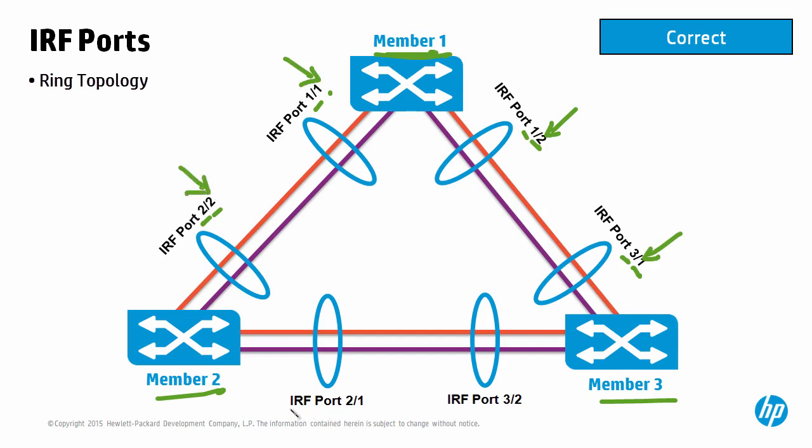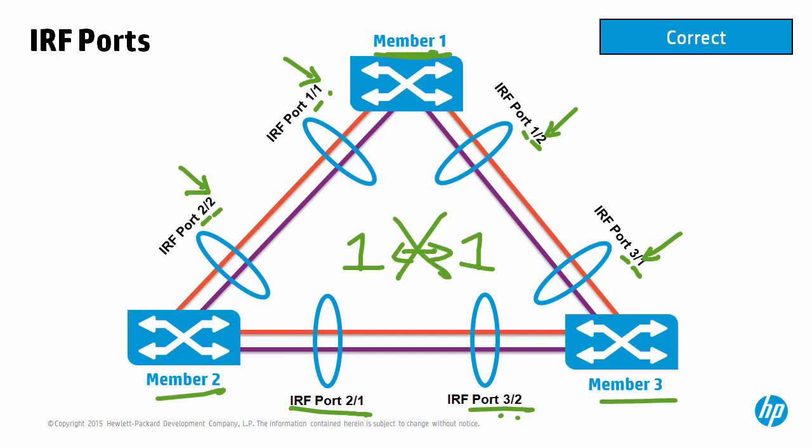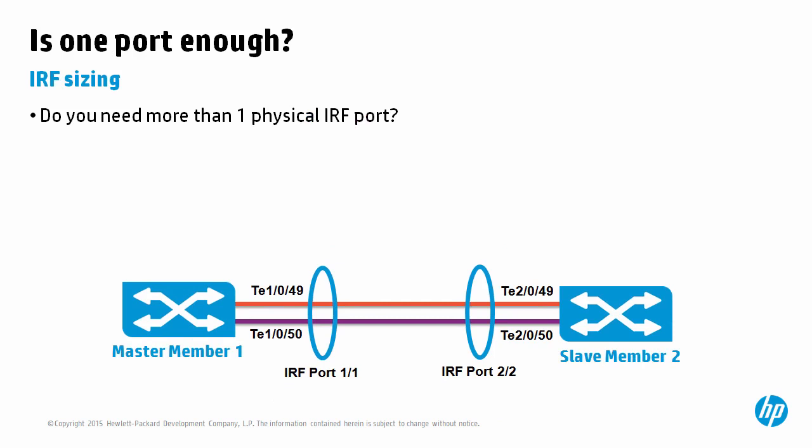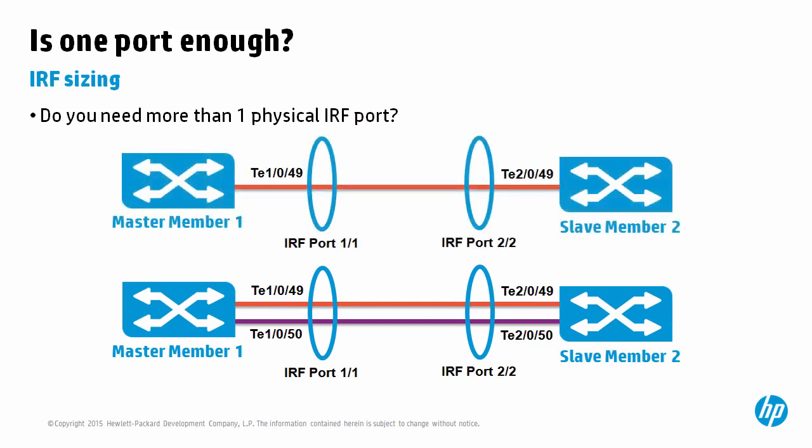For this connection, the logical IRF port 2/1, so member 2 port 1, is connected to IRF member 3, so member 3 port 2. Never connect IRF port 1 to IRF port 1 or IRF port 2 to IRF port 2. There are demonstrations in the Advanced IRF video series showing you what happens if you did that. In the examples thus far, we've used 2 physical IRF ports between the IRF members.